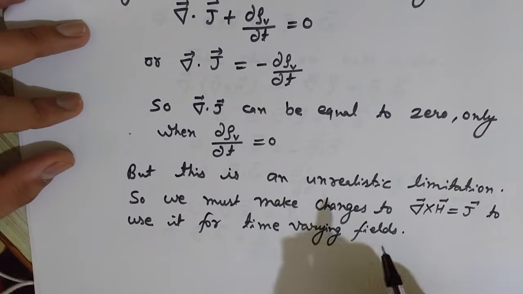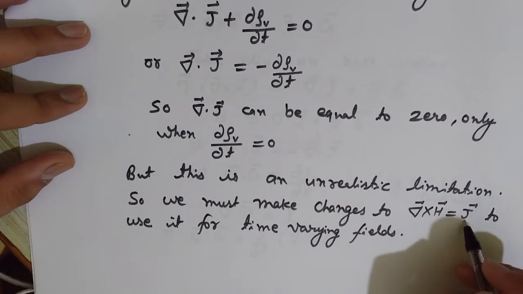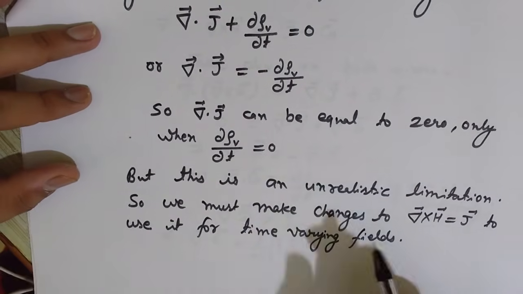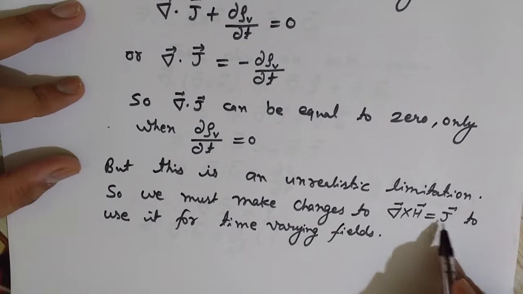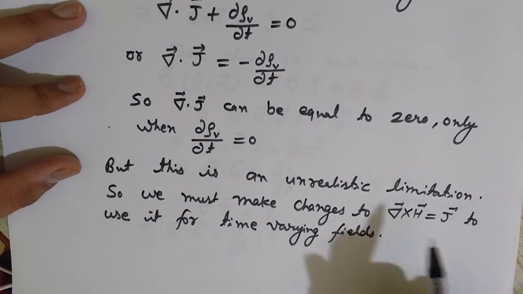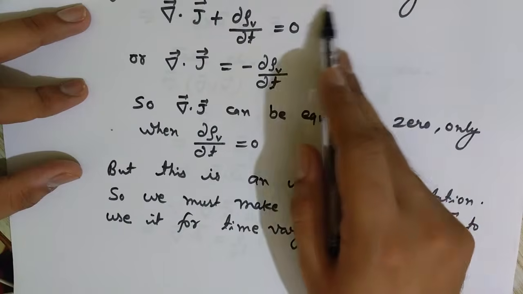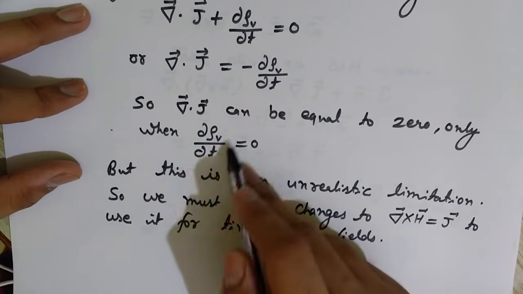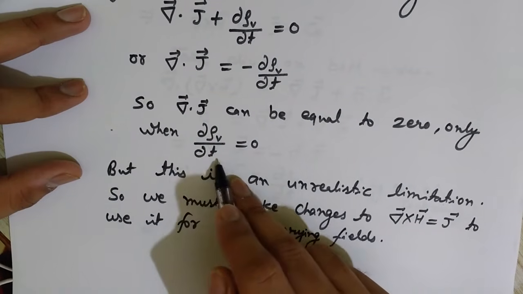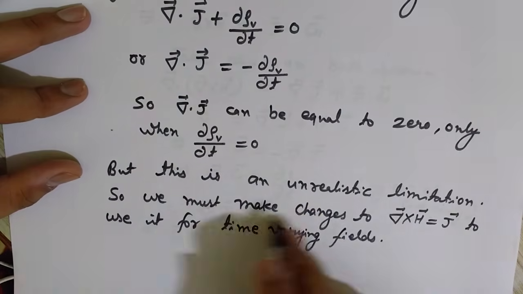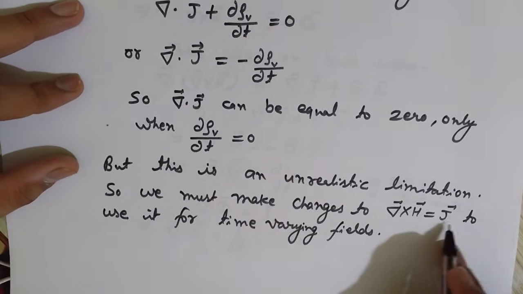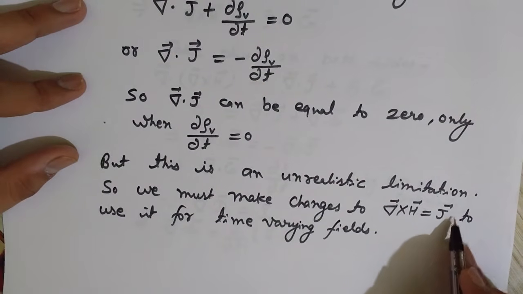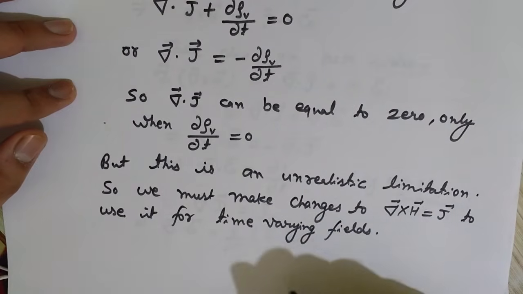So we must make changes to the equation curl of H equals J to use it for time varying fields. As we derived earlier, curl of H is equal to J, but on solving this, it is not complying with the continuity equation. For this, the condition is that del rho v by del t must be equal to 0, which is an unrealistic limitation. So there must be another term. We should add another term to this J, so that we can use it with the continuity equation.